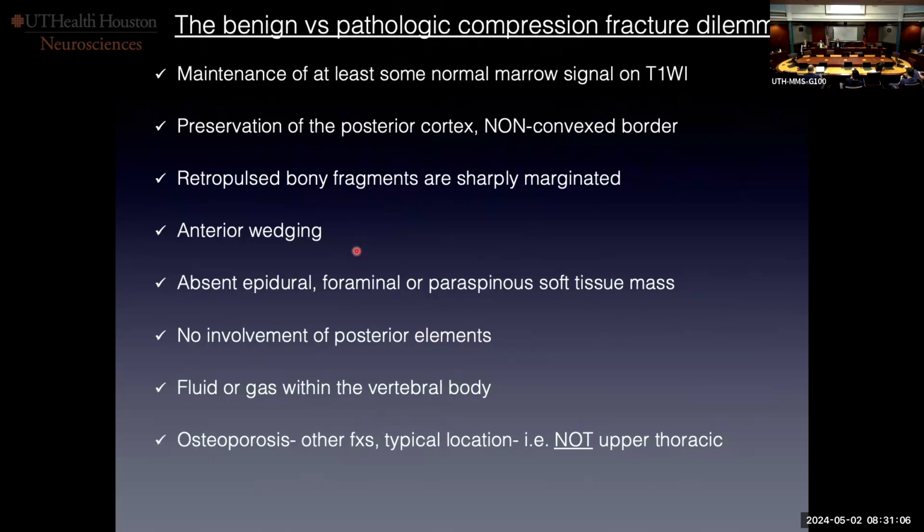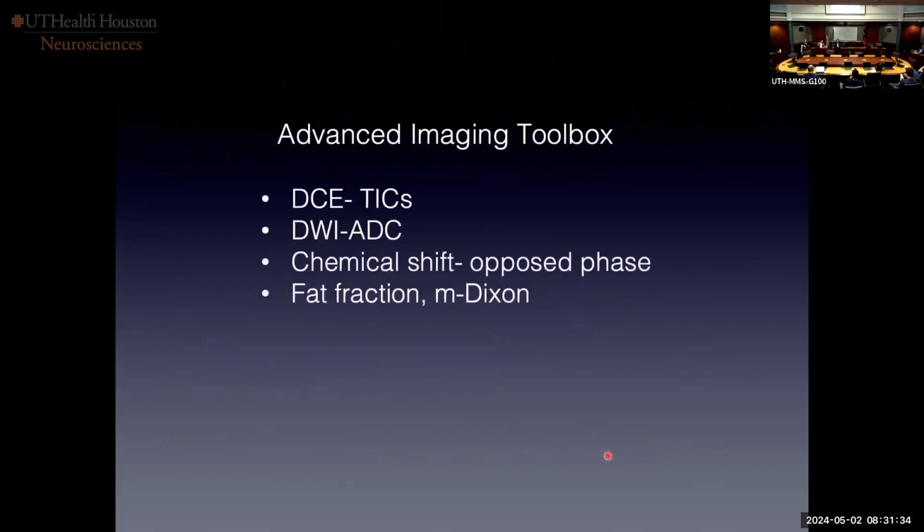Some of these things are obvious. If there's a big epidural, foraminal, paraspinous soft tissue mass, sure, it could just be edema and hematoma, but it also could be tumor. No involvement of the posterior elements. Fluid and gas within the vertebral body that has collapsed suggests that it's benign. And are there multiple other fractures not in typical locations, like the thoracolumbar junction, not lesions in the upper thoracic spine? Of course, that falls apart with myeloma.